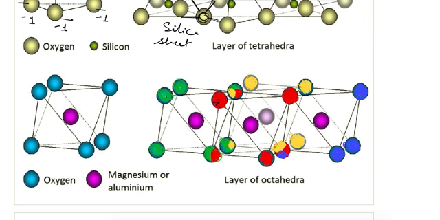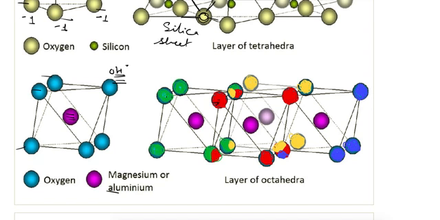It consists of hydroxyl ions at the tips, so there will be 6 hydroxyl ions at 6 tips, and the inside metal ion can be aluminium or magnesium, or some other ion can replace these metal ions also. In the sheet-like structure, all these hydroxyl ions are connected to 3 units.